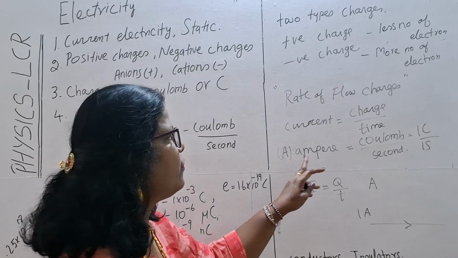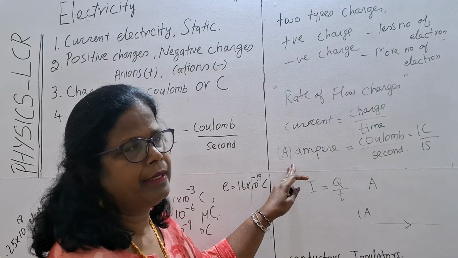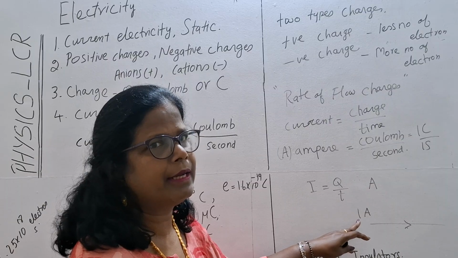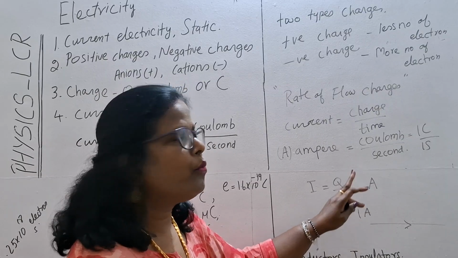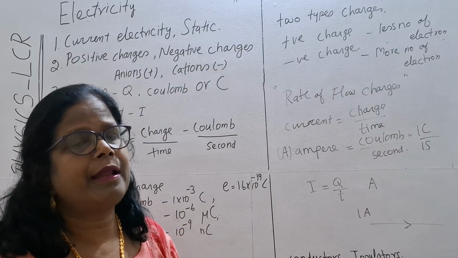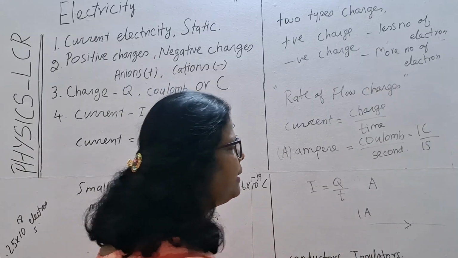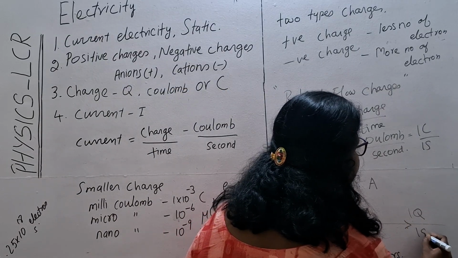We can define 1 ampere current: the current flowing in the conductor, through the cross section of the conductor, is defined as 1 coulomb of charge passing in 1 second. 1 coulomb of charge travels in 1 second.